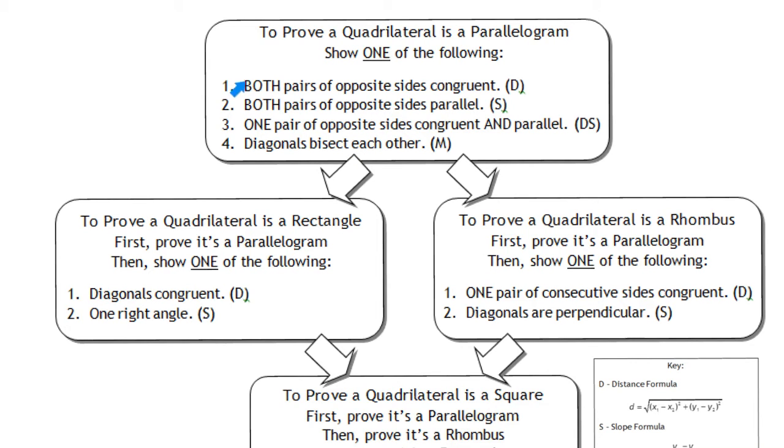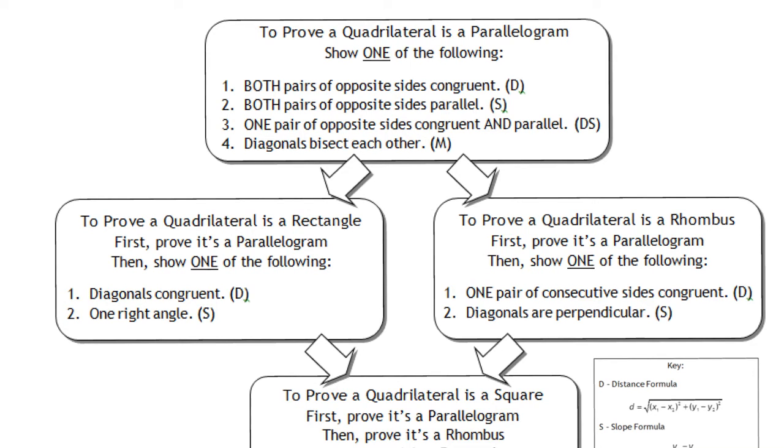Now, you can choose from any of those four. What I will tell you is that diagonals bisect each other requires the least amount of work. And so you're going to see anytime I'm trying to prove parallelogram, I'm going to try and show that the diagonals bisect each other. But you can do it these other ways if you prefer.